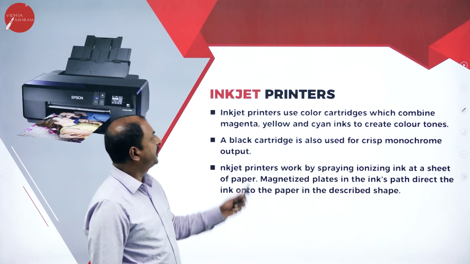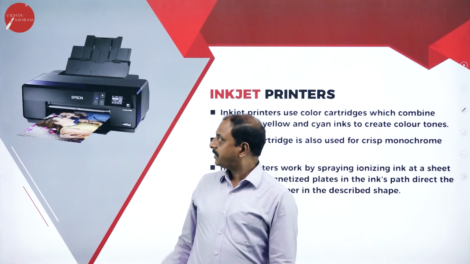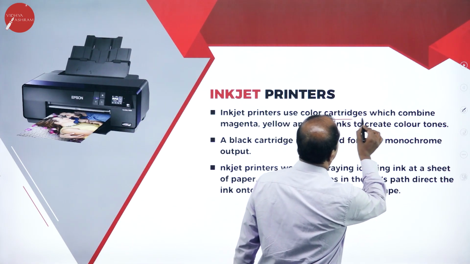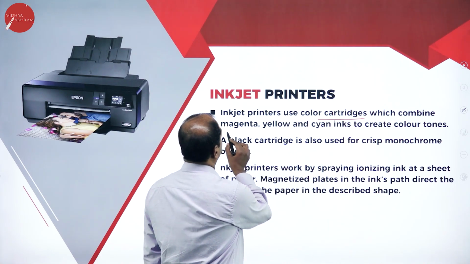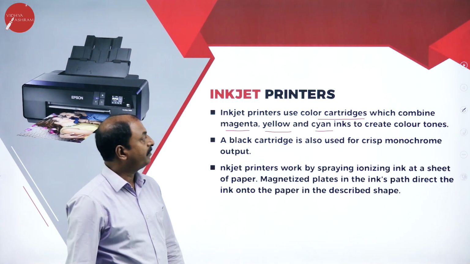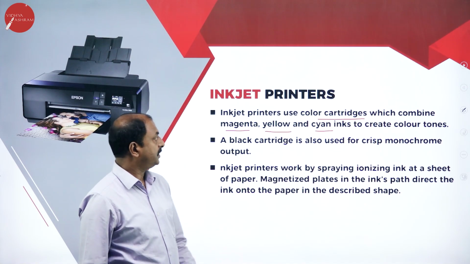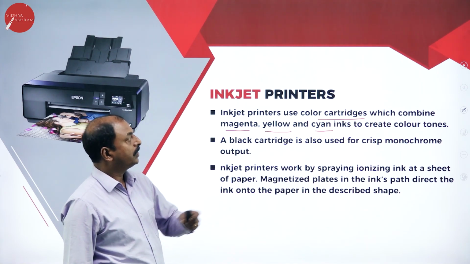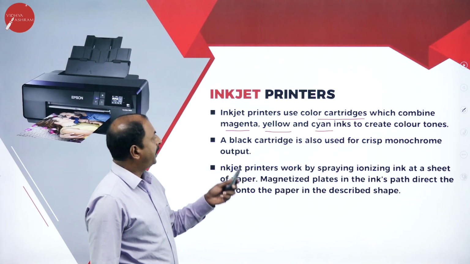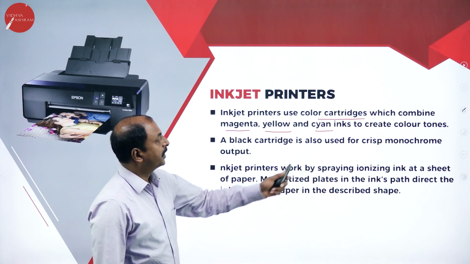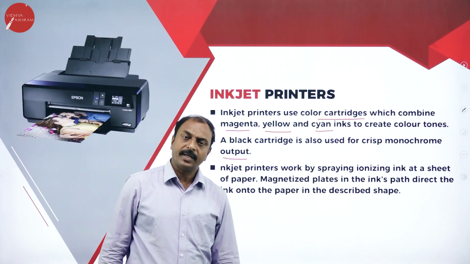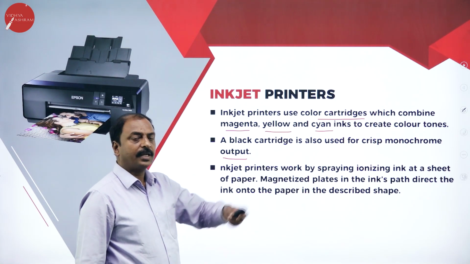Next one is the inkjet printer. Now we can see an image of this inkjet printer. Inkjet printers use a color cartridge which combines magenta, yellow and cyan inks to create color tones. So here we use our toners or cartridges. These are the base colors of this printer. And a black cartridge is also used for crisp monochrome output, along with the color cartridge.